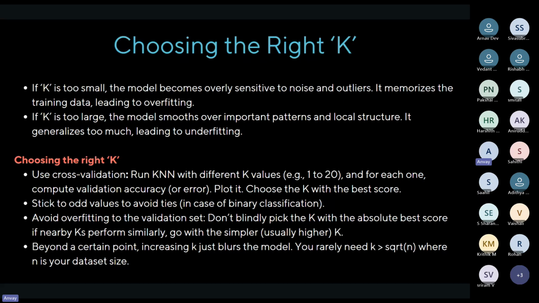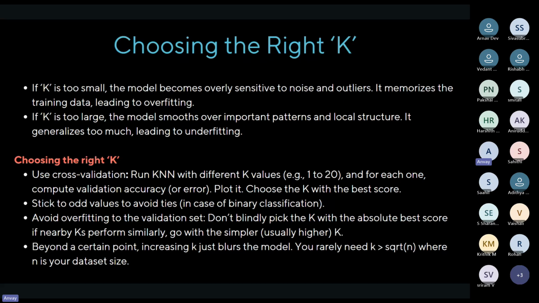Similarly, if k is too large, that means you're asking it to consider a huge number of neighbors. Now, how that is bad is because if the value of k is so large that you step into your other class's territory, your other class will start influencing your decision as well. So it is very important to choose the right value of k.